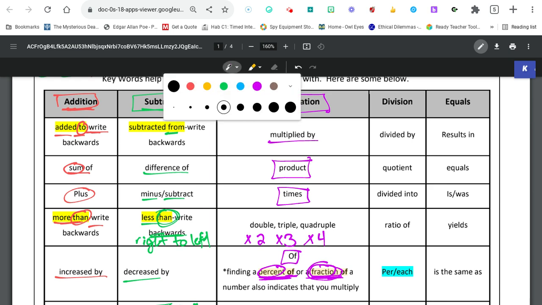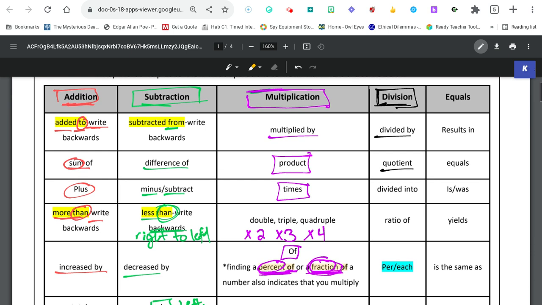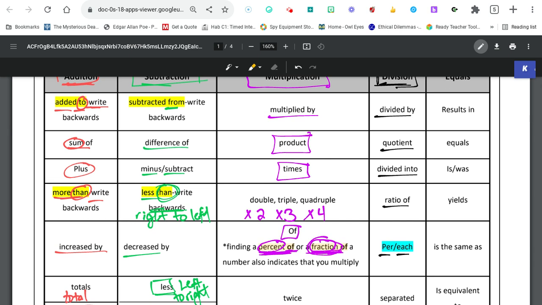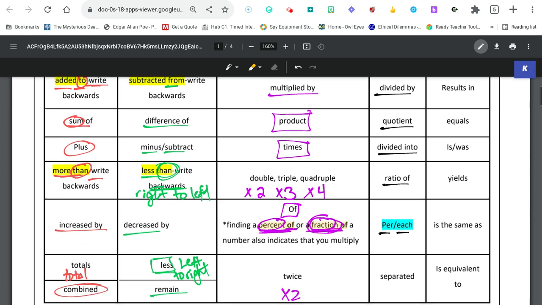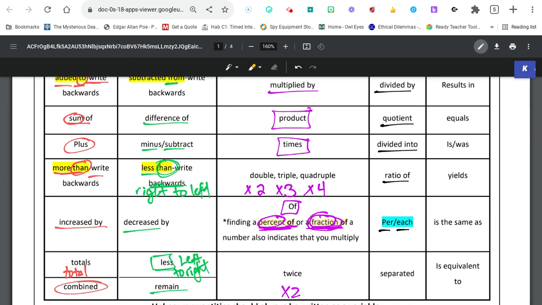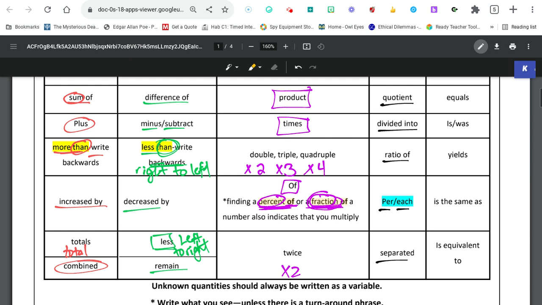All right, let's take a look at division. Divided by, giveaway. To find a quotient, that means you're dividing. Divided into. If you're finding a ratio, it means divide. Per or each normally means divide. In some cases it means multiply, but for these cases I'm going to give you, it's going to mean divide, okay? If things are separated into parts, it means divide.